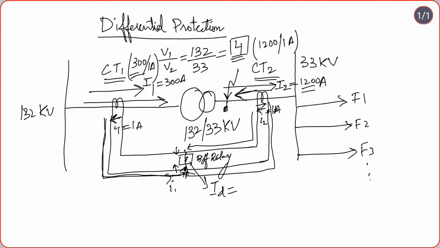This I1 and this I2 will get added up at this point, and the net differential current ID will not be equal to 0. When the differential current is not equal to 0, it will make the differential relay operate. When the differential relay operates, what will it do in turn? It will send a command to the breaker.